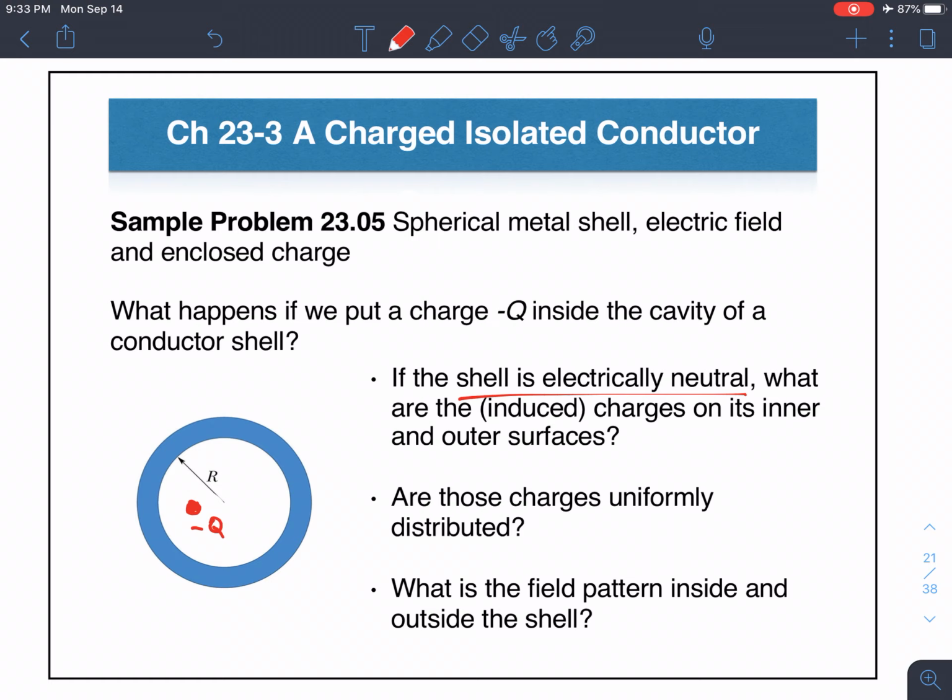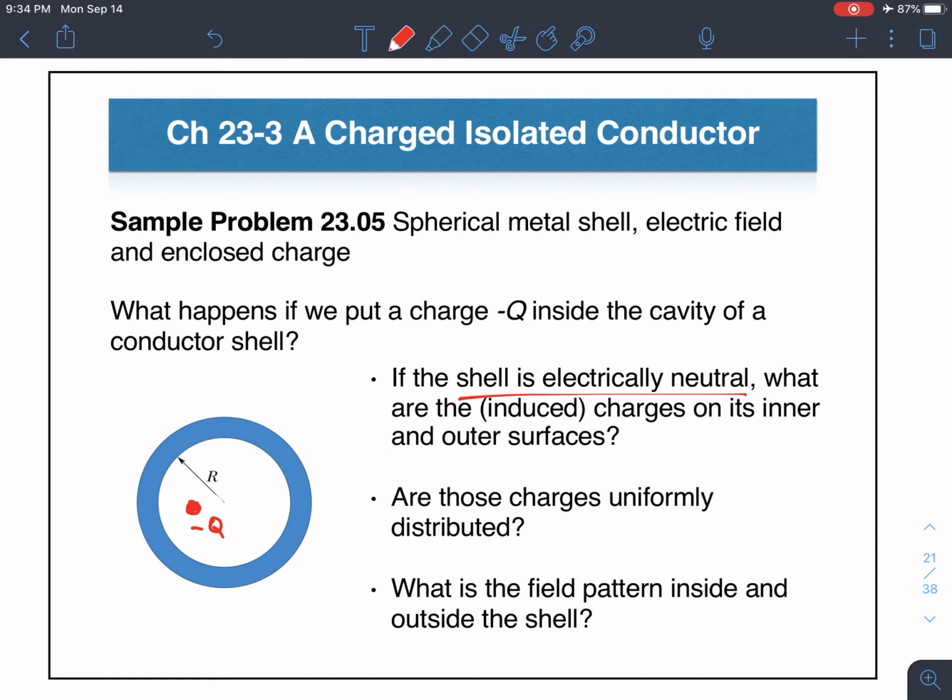Before that, we had the cavity and we didn't have any charges on the inner surface, and everything was on the outer surface. Things change when you put a charge inside the cavity, and we are now observing that. So we put a negative Q charge inside that shell. I mean, it's physically impossible because it's a closed shell, but theoretically, we are thinking about what would happen.